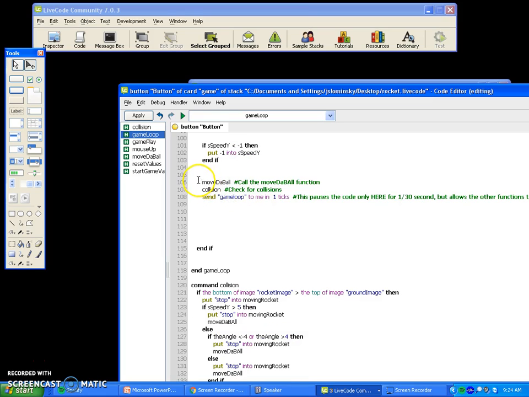Okay, so now we're going to call a couple of functions. Move the ball. That's just me being silly. It should be called move the rocket. Collision, you're going to check to see if it hit anything. And send the game loop to me in 1 tick.